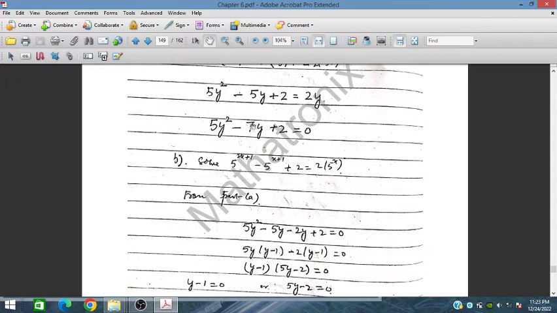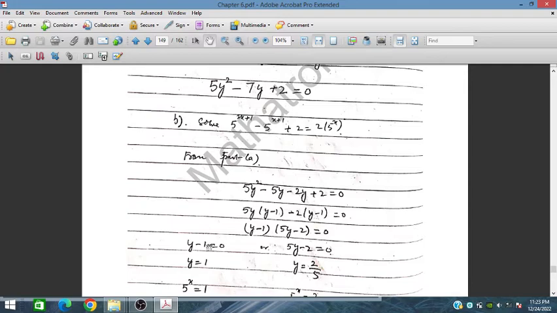So we split the middle term, minus 5y minus 2y, which makes 7y. Because of the 5, we have to factorize it. By factorization, we obtain (y minus 1)(5y minus 2) equals 0. If y minus 1 equals 0, then y equals 1. If 5y minus 2 equals 0, then y equals 2 upon 5.